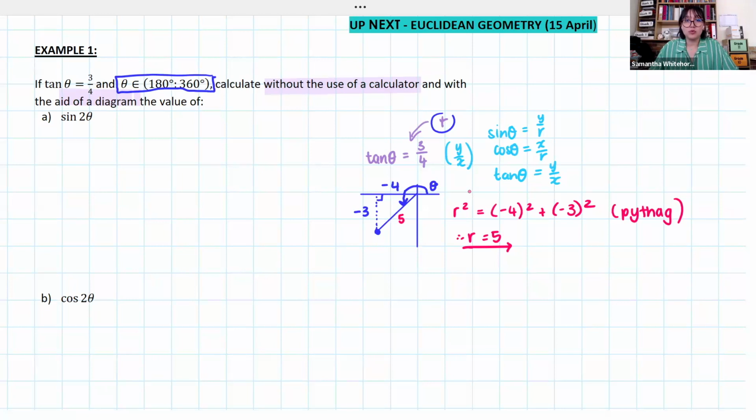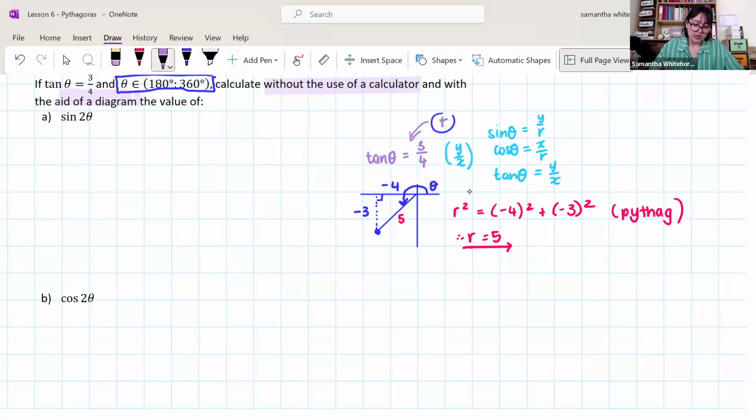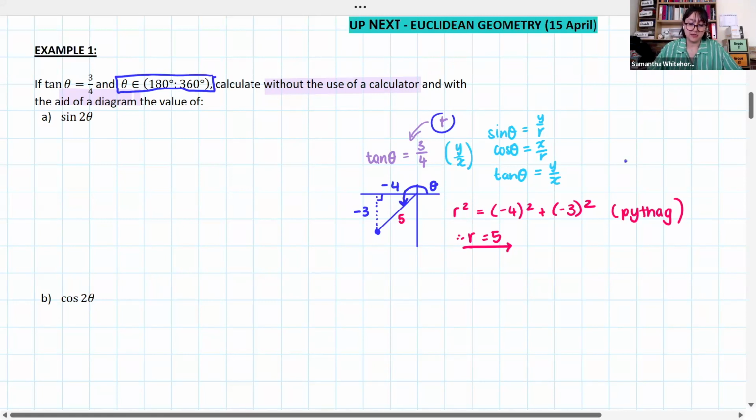Okay, now we've got all 3 sides of our triangle. We can pretty much go work out anything. So the first question is asking us to determine sine of 2 theta. Now we need to be careful. We were given tan theta, not tan 2 theta. The angle that I'm working with here is theta.